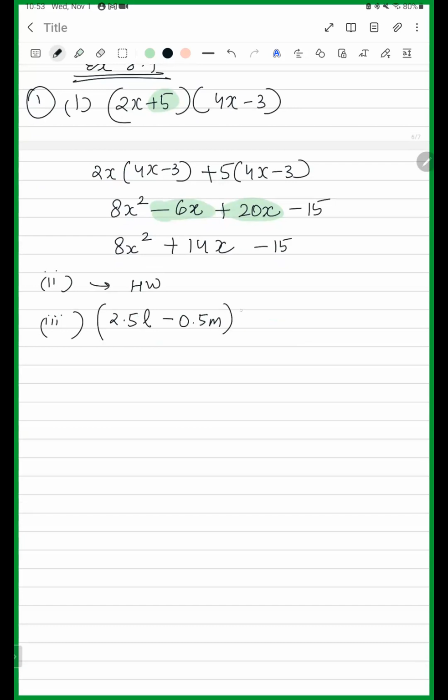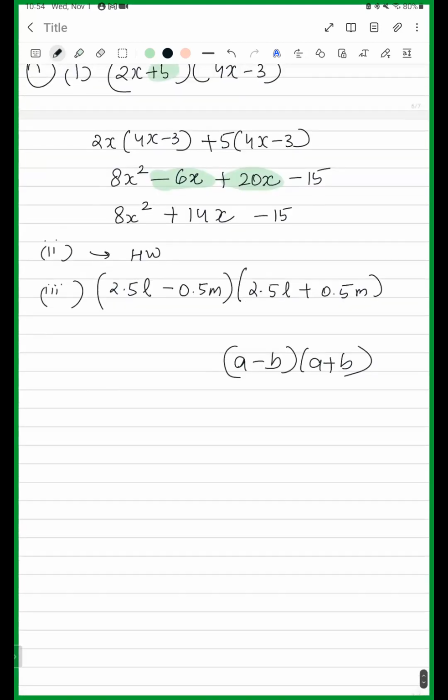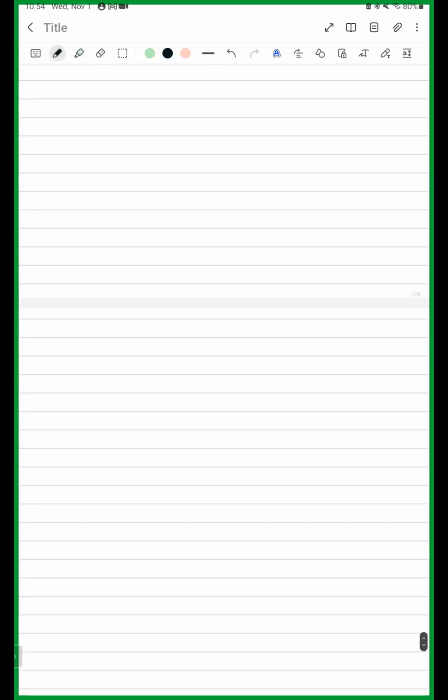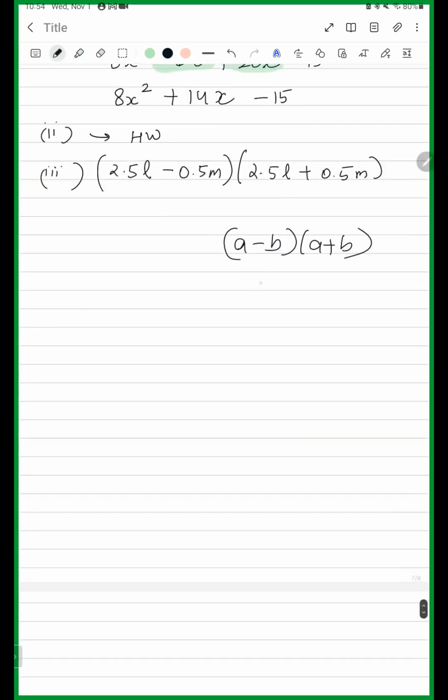Third one says 2.5L minus 0.5M multiplied by 2.5L plus 0.5M. Now, tell me one thing. Do you remember this identity, A plus B into A minus B? What was this equal to? No, no, we are multiplying both of them. Do you remember this was A square minus B square?